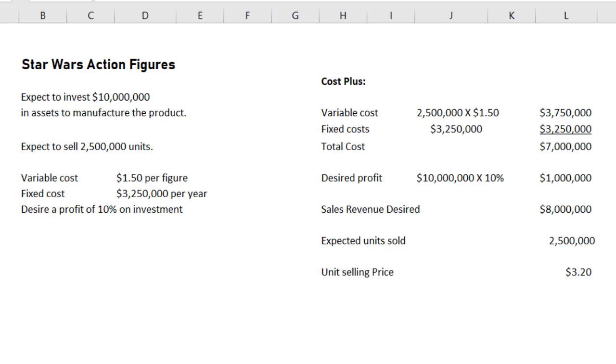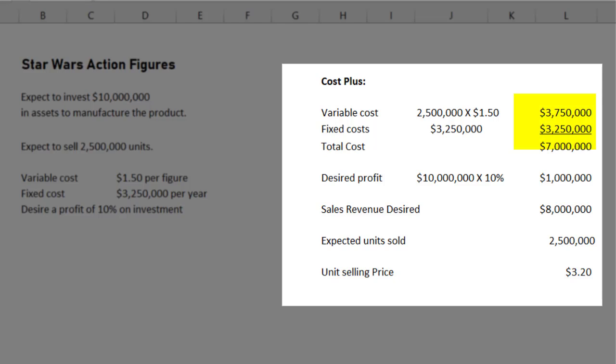So with cost plus, we just add up all the costs. So our variable cost would be $2,500,000 at $1.50 each. Fixed cost $3,250,000. So our total cost would be $7 million. Since we want a 10% return, that's $1 million. So our sales revenue needs to be $8 million. If we divide that by the $2,500,000 units we expect, then our unit selling price would be $3.20.